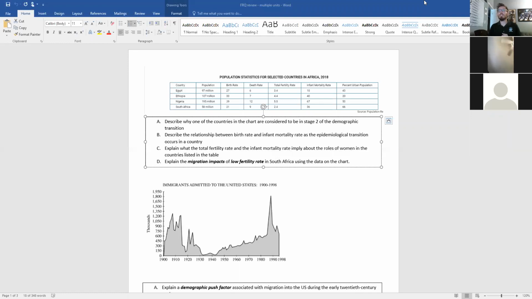Sorry, I'm also trying to figure out how to work chat on the screen share, and it doesn't look like it's working out for me, but whatever.